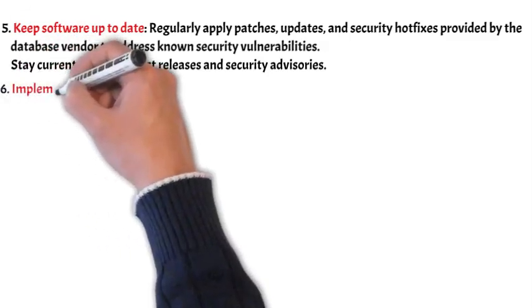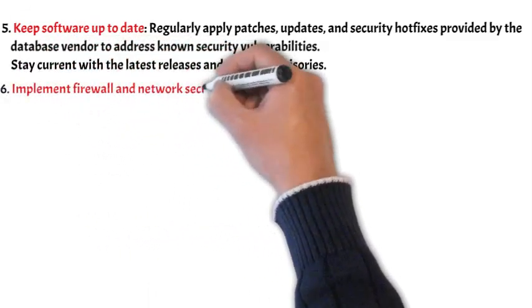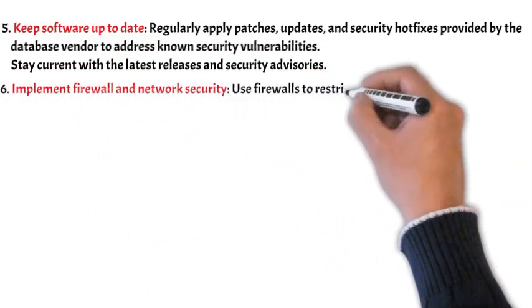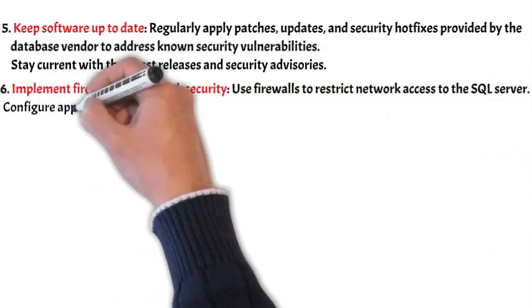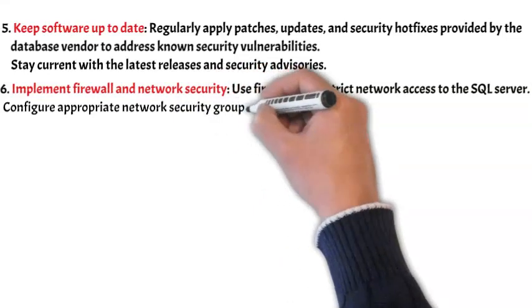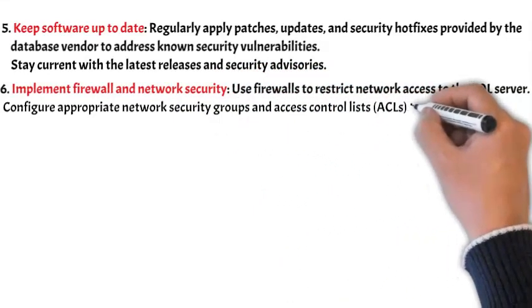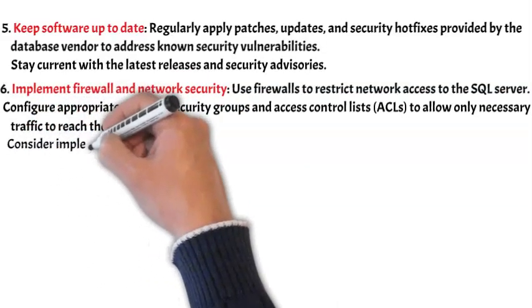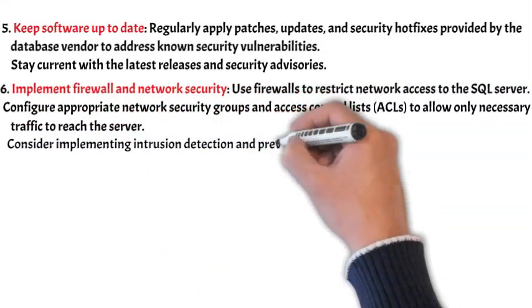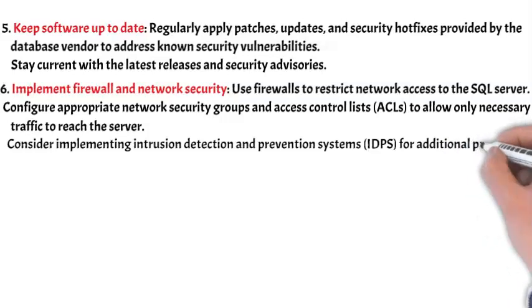6. Implement firewall and network security. Use firewalls to restrict network access to the SQL server. Configure appropriate network security groups and access control lists (ACLs) to allow only necessary traffic to reach the server. Consider implementing intrusion detection and prevention systems (IDPS) for additional protection.